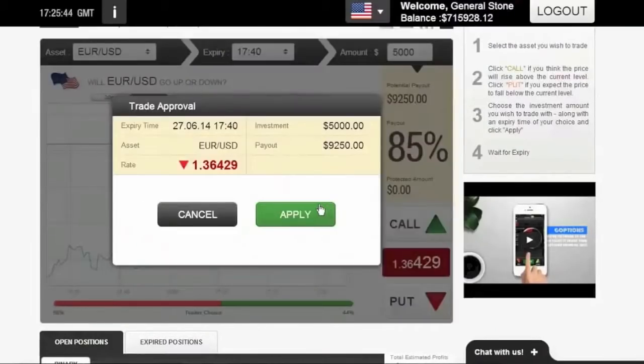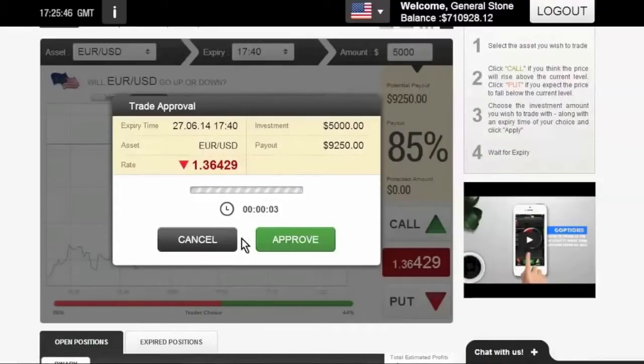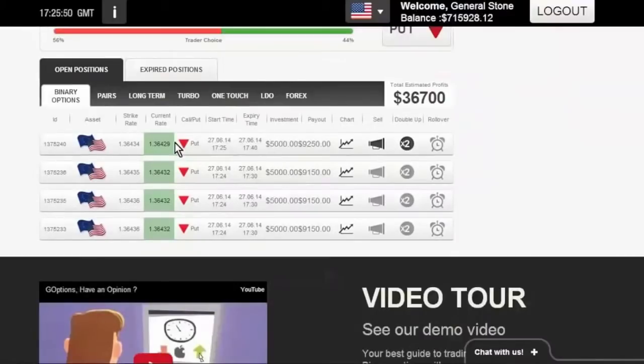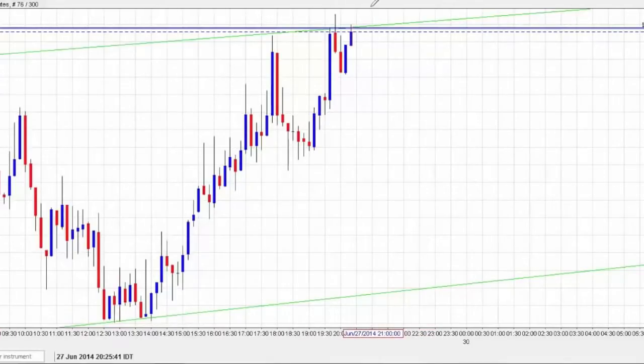I'm just going to take another position. In fact, I'm going to cancel that because I'm not too happy with that entry price. Let's just have a look at this one. 434 is where I've taken it for the next available expiry.